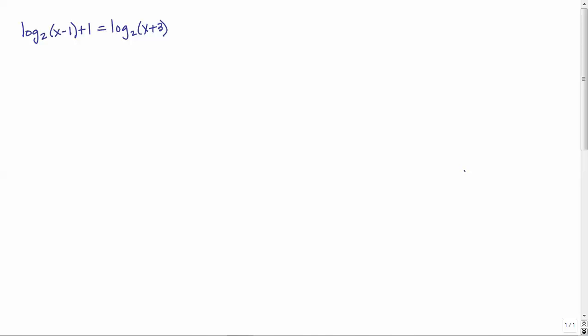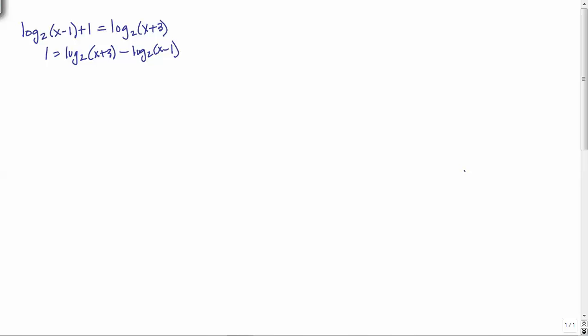So the first thing we're going to do is combine like terms, essentially. The way we can do this, we want to get all the x's to one side, is to subtract that log base 2 of (x - 1). Then we're just going to be left with a number on the other side. So this is rewritten as 1 equals log base 2 of (x + 3) minus, because we're subtracting that other log to the other side, log base 2 of (x - 1).